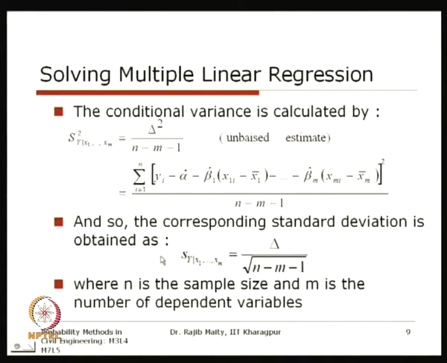And similarly, the corresponding standard deviation is the positive square root. So, this is delta by square root of n minus m minus 1, where n is the sample size and m is the number of dependent variables.